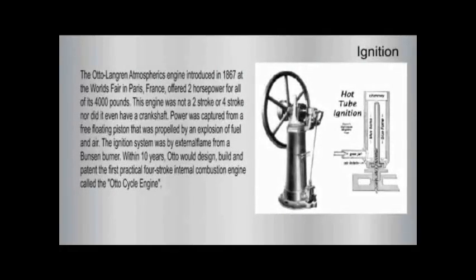The Otto Langen atmosphere engine, introduced in 1867 at the World's Fair in Paris, France, offered 2 horsepower for all of its 4,000 pounds. This engine was not a 2-stroke or 4-stroke, nor did it even have a crankshaft. Power was captured from a free-floating piston that was propelled by an explosion of fuel and air. The ignition system was ignited by an external flame from a Bunsen burner. Within 10 years, Otto would design, build, and patent the first practical four-stroke internal combustion engine, called the Otto cycle engine.